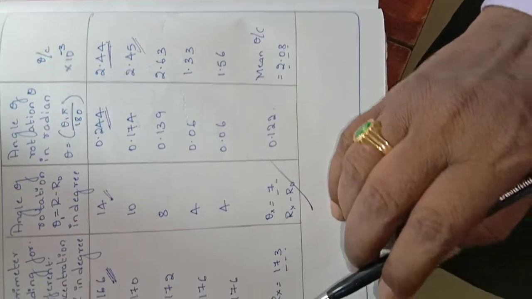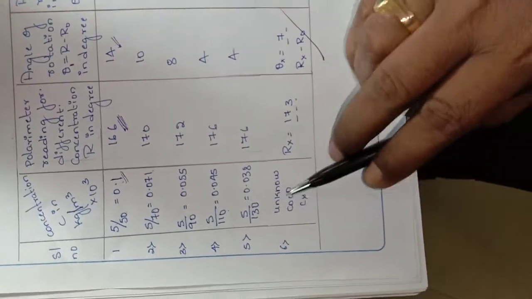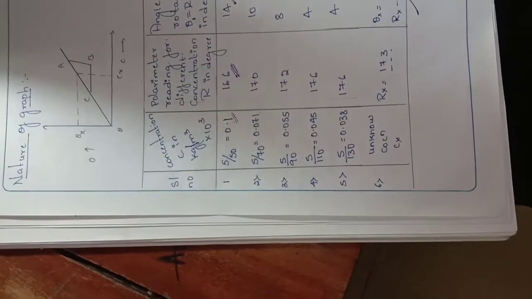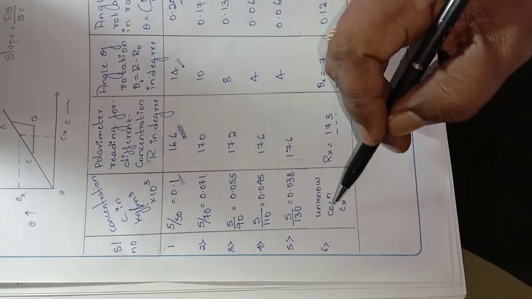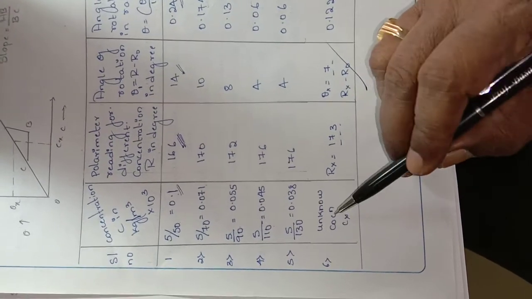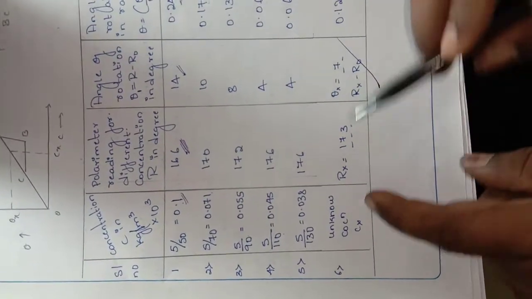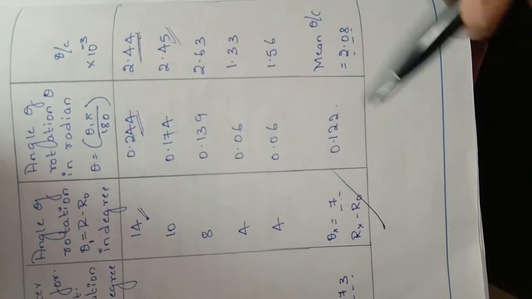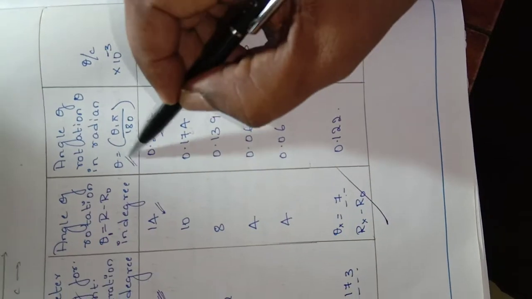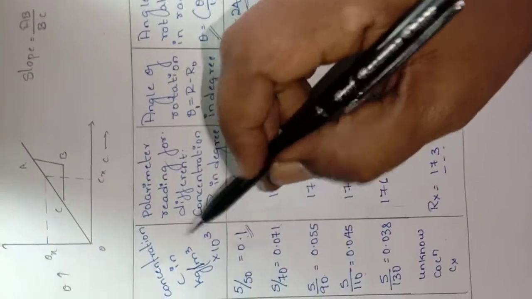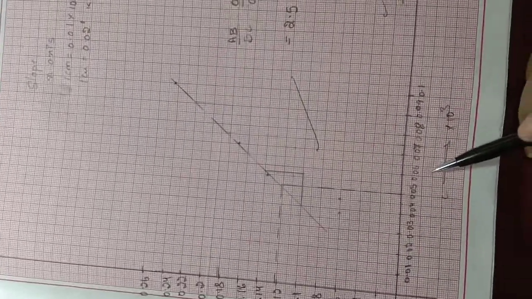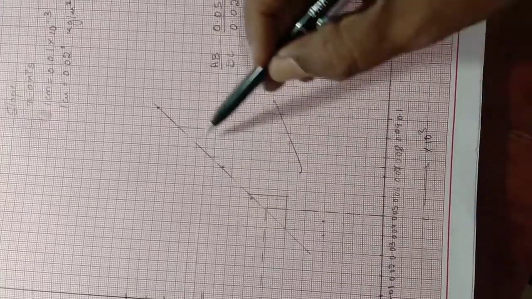Finally, take an unknown concentration. For the unknown concentration, add a few more drops of water or add sugar so that the concentration is unknown. For this unknown concentration, note down the angle of rotation. Then finally plot a graph of theta against concentration. Theta against concentration is a straight line.